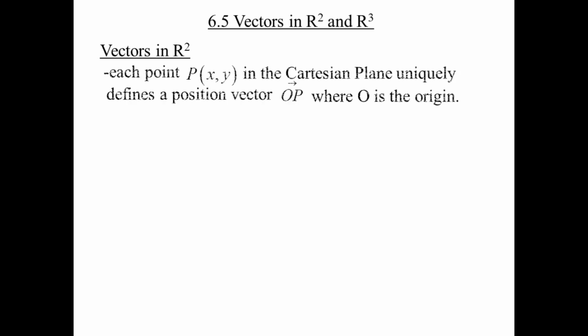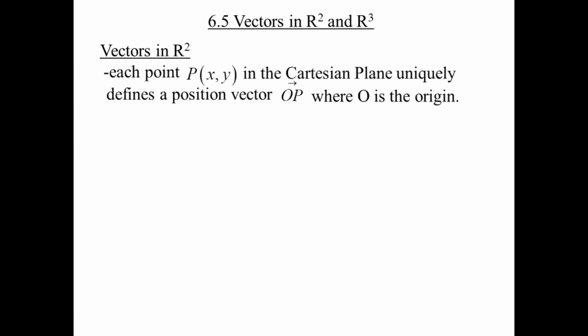Today, vectors in R cross R and R cross R cross R, sometimes known as 2-space and 3-space, where 2-space is our familiar Cartesian plane. R stands for real numbers, and R cross R means two real number lines meeting at the origin. Vectors in R cross R, the Cartesian plane.